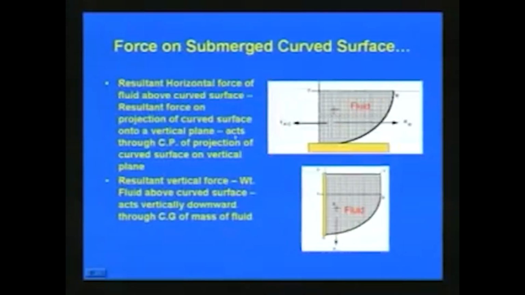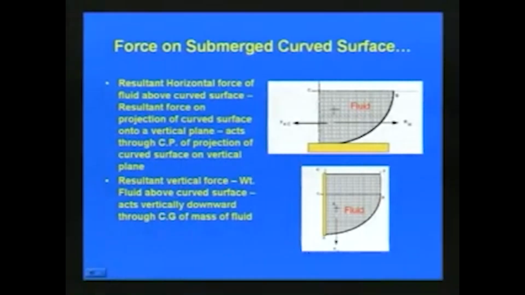For this purpose, the resultant horizontal force of fluid above the curved surface is the resultant force on the projection of the curved surface. So, we can project this curved surface onto a vertical plane like this, and then find out what will be the force acting on this vertical surface. That will give the resultant horizontal force. So, in the case of this curved gate, we can determine the horizontal force by projecting the curved surface on a vertical plane.